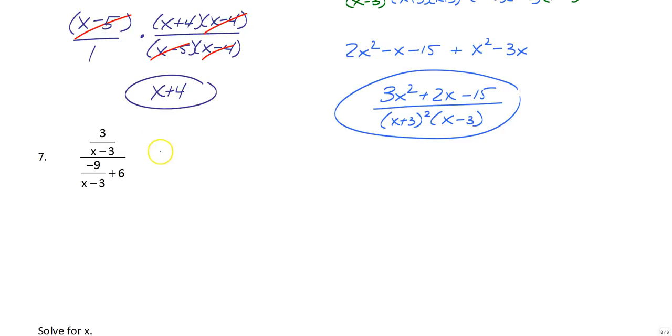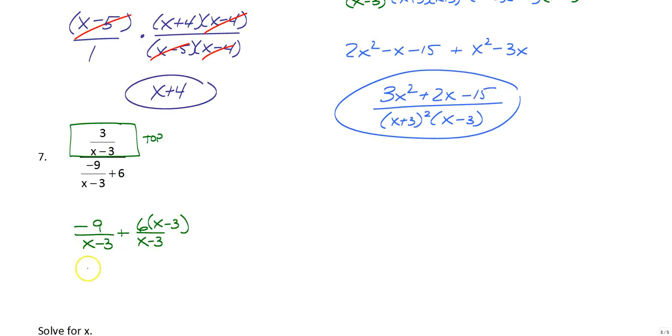Now these guys, this is where we would separate top and bottom. Now the top is already simplified, so this guy is good to go. That's our top. But we need to simplify the bottom. So the bottom, we have a negative 9 over x minus 3 plus 6. But we need to have a common denominator. So we need an x minus 3 multiplied to the top and bottom.